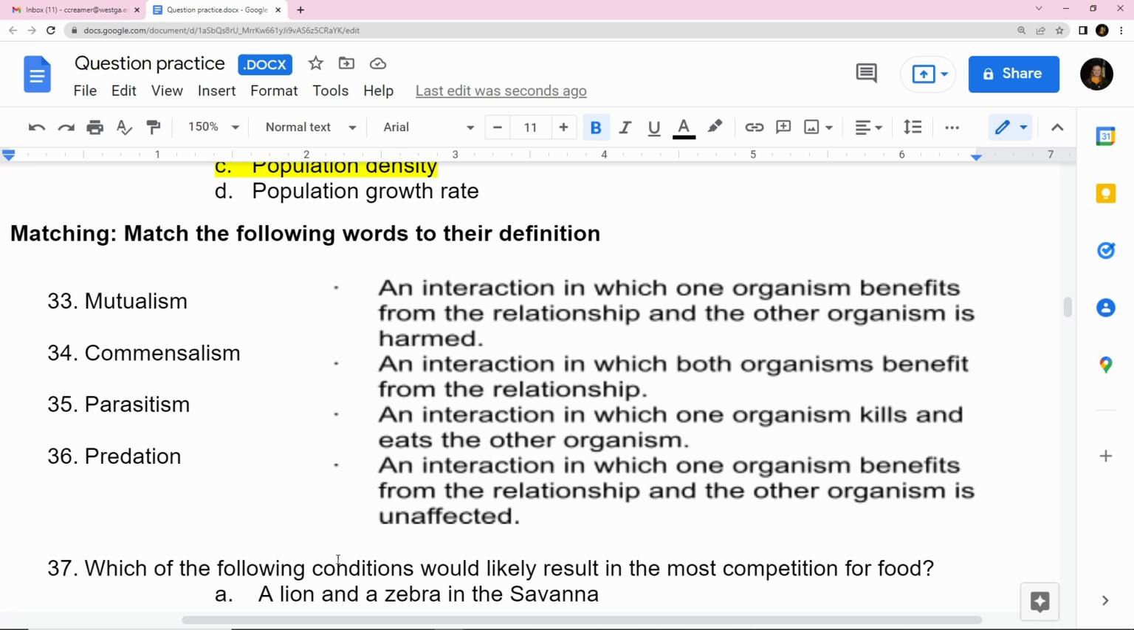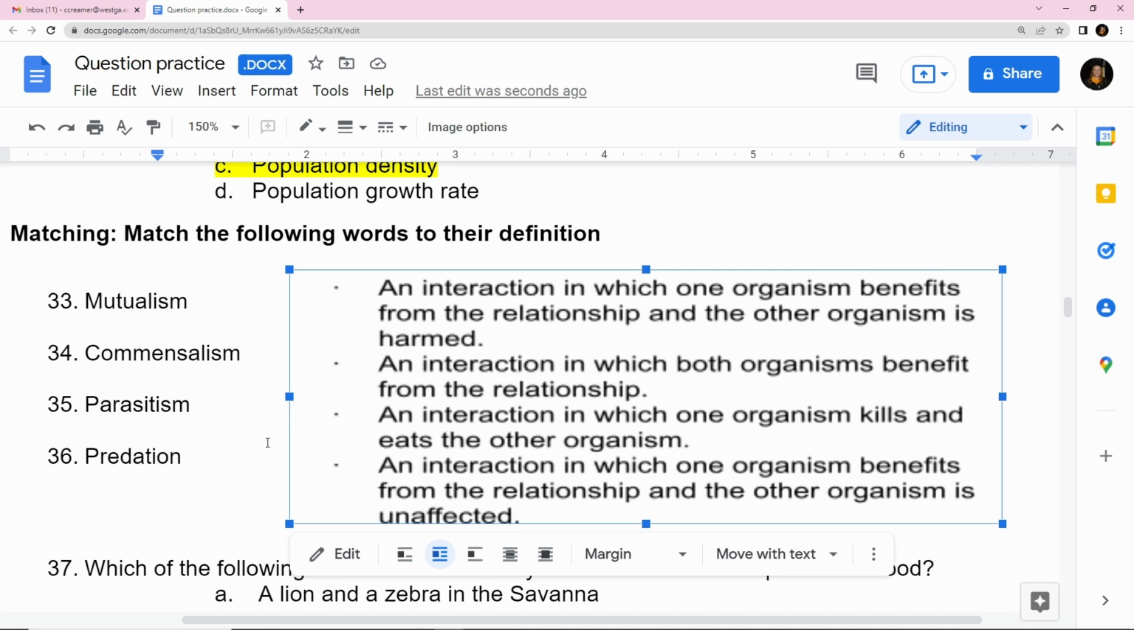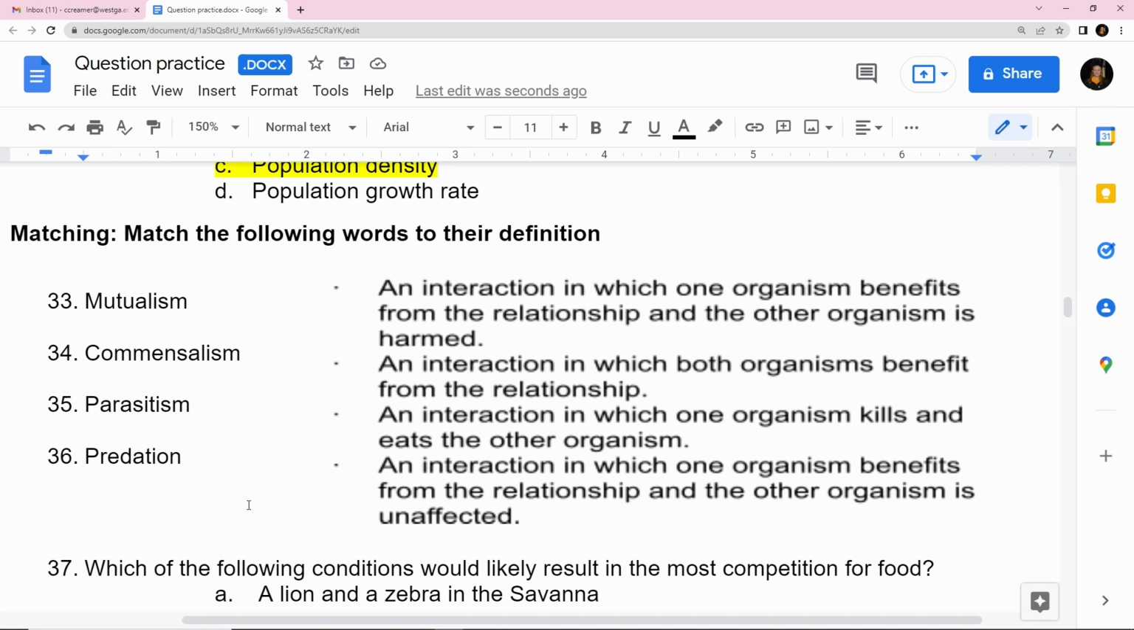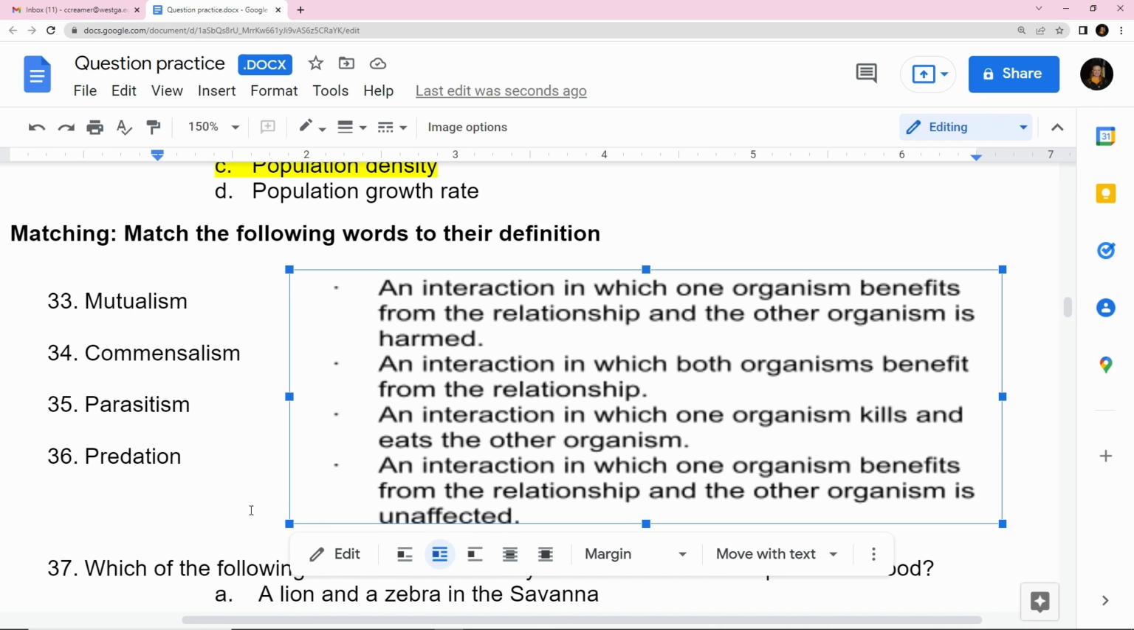The best term here would definitely be parasitism. The next definition: an interaction in which both organisms benefit from the relationship. What term best matches that definition? Correct answer, mutualism.